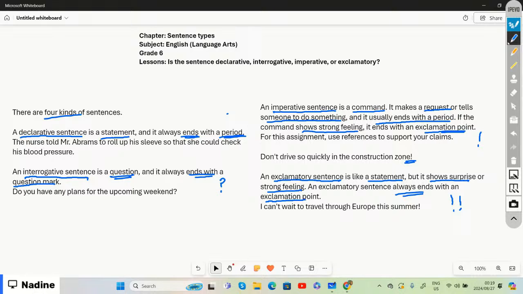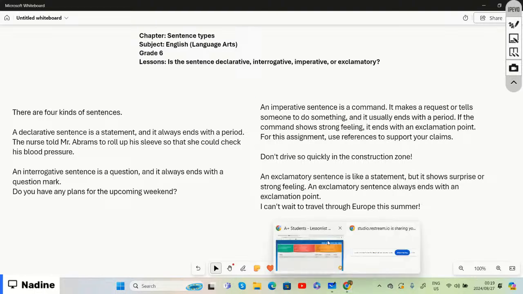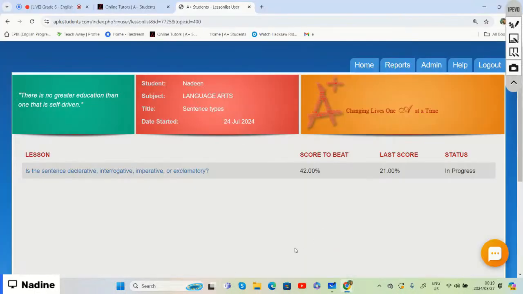All right, so now we're going to aplusstudents.ca, and we are going to do the lesson of: is the sentence declarative? Is it interrogative? Is it imperative or exclamatory?